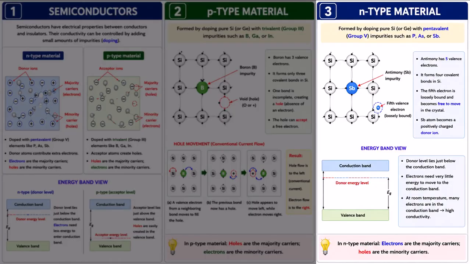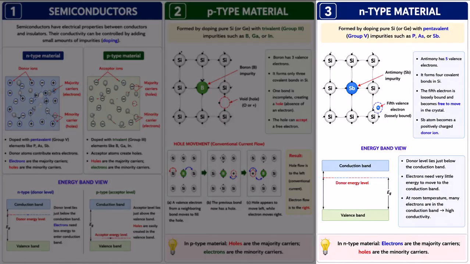Let us remember one important point. P-type material is not positively charged as a whole. N-type material is not negatively charged as a whole. Both are electrically neutral. The names P-type and N-type only tell us which charge carrier is dominant. In P-type material, holes dominate. In N-type material, electrons dominate.